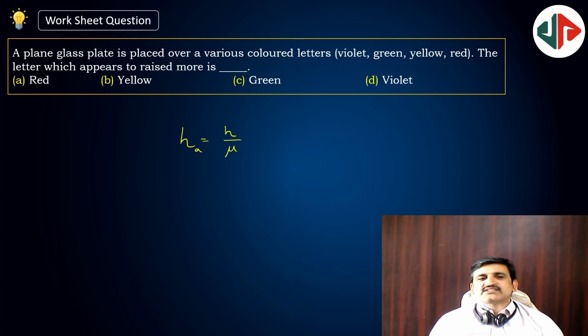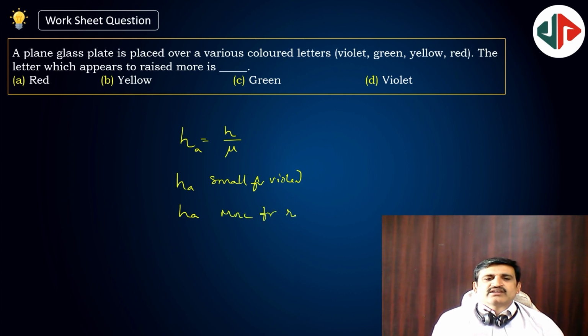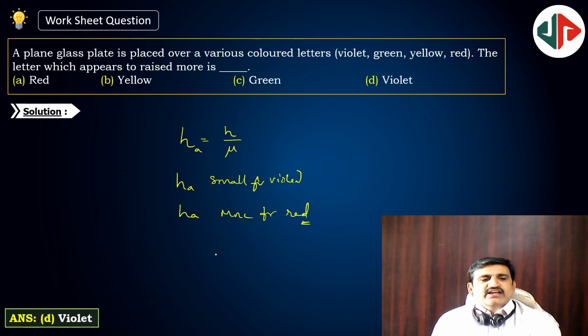So what happens? The apparent depth HA will be small for violet, and the apparent depth will be more for red, because red has a longer wavelength. So as per this, the letter that is more elevated should have the smaller depth. So that is the sense. So violet will become the answer.